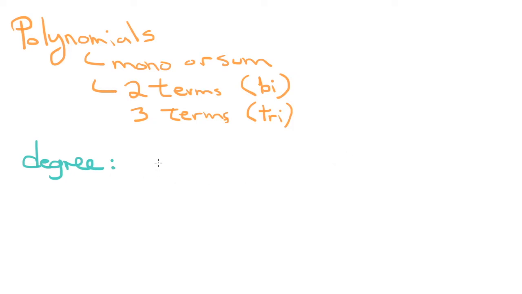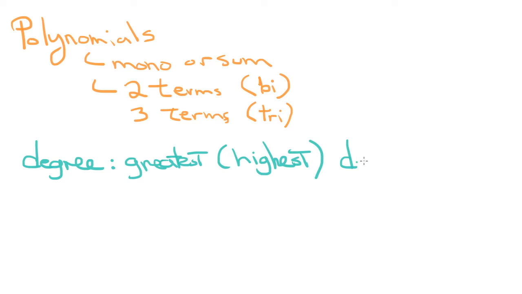So let's talk about the degree of a polynomial. So the degree is basically the greatest, the highest, biggest, however you want to say it, degree of the term. So you're looking at individual terms here. This always makes more sense when you start seeing some examples.